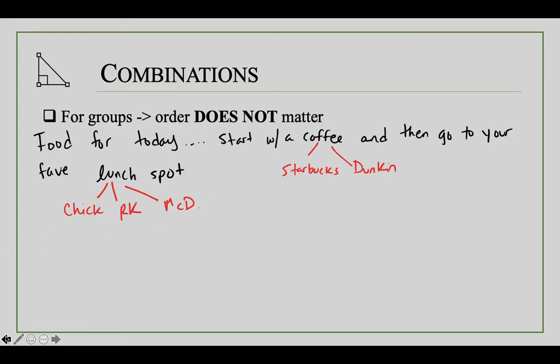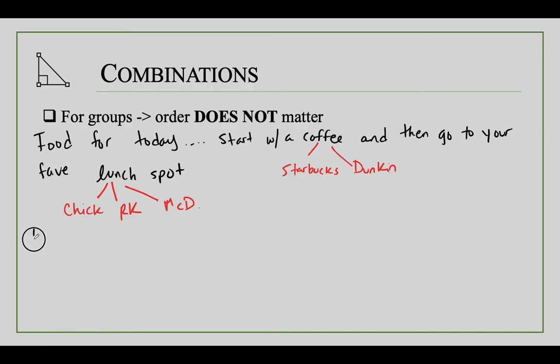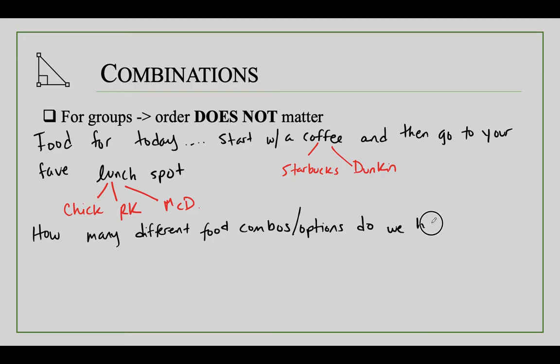So we're trying to figure out then how many different food combos or options do we have today? I'm weary to say options because you may be inclined to say, oh, well, I have 1, 2, 3, 4, 5 different options of food, but we're specifically thinking about my combination options. Do we have today?